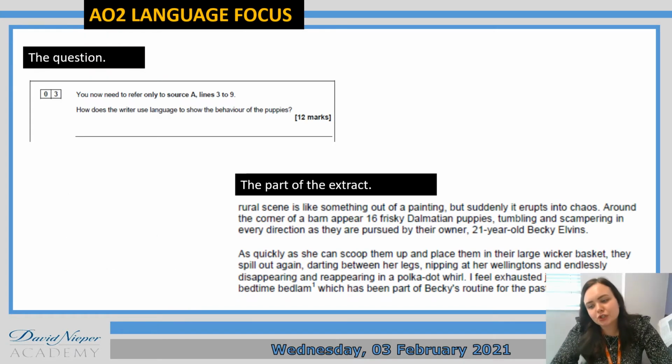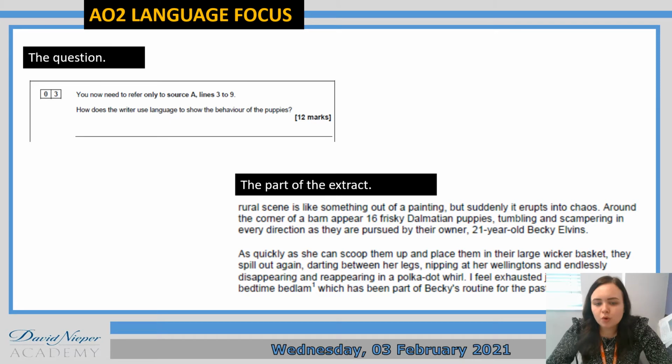Okay then, so just as a reminder, this is the question that we were having a look at last lesson. So you need to refer only to source A, lines 3 to 9. How does the writer use language to show the behaviour of the puppies? Okay, and then I picked out the part of the text that you need to have a look at, and then last lesson you were picking out some examples for yourself. So I'm just going to read it through for you, just to remind you.